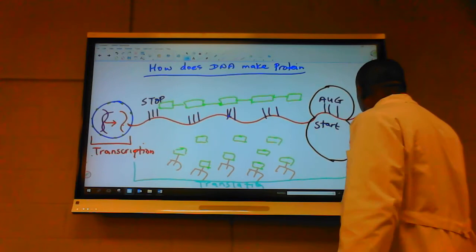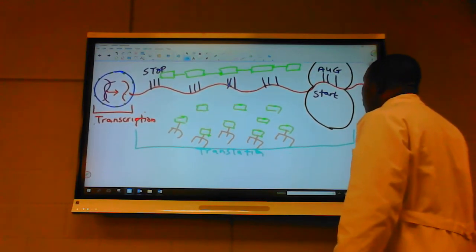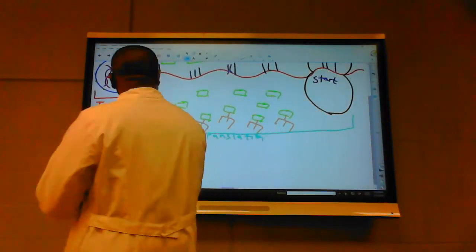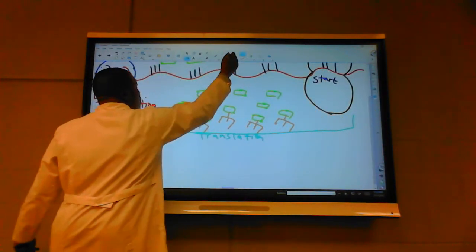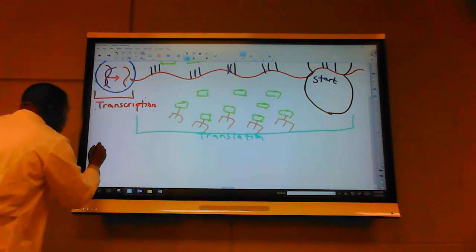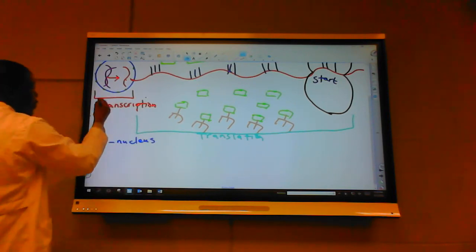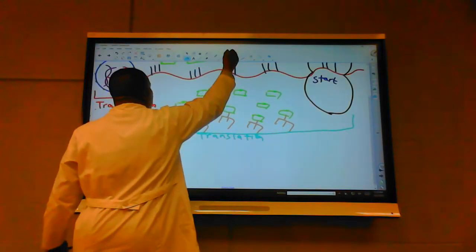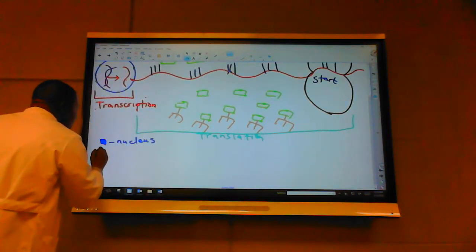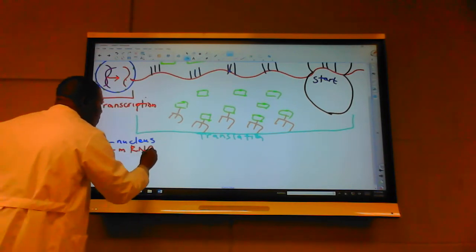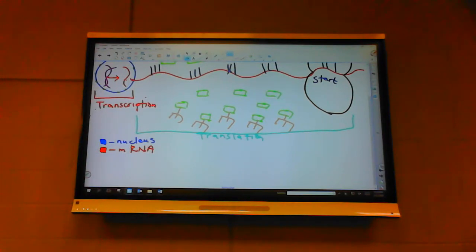Okay, now let's go to our legend. Legend means the colors that we use; now we're going to describe what happens to all of those colors. Let's go to the blue, walking away from left to right. The blue that I use, that's the nucleus. So I'm going to label that the nucleus. Then I use the red. The red that is coming out, to be specific, we call it lowercase m, R, N, A.